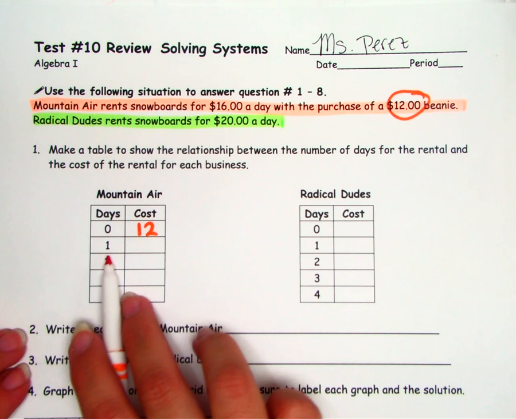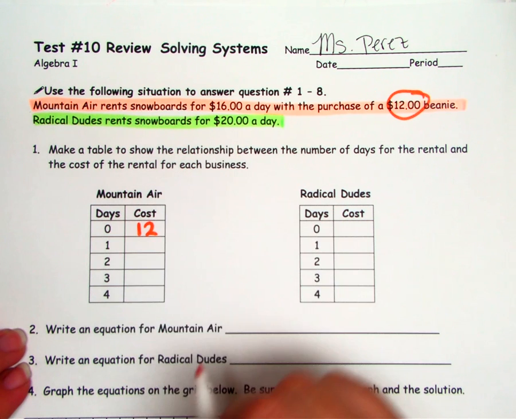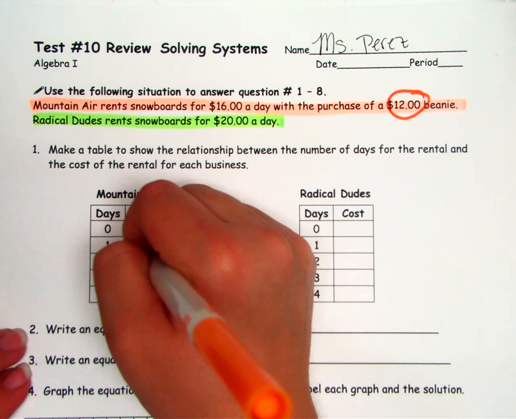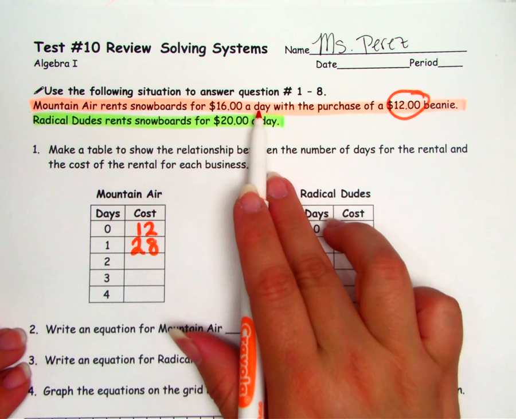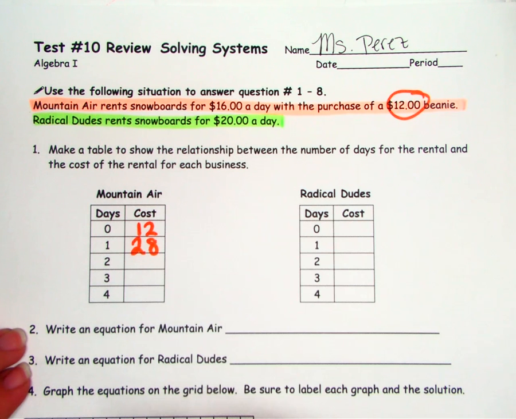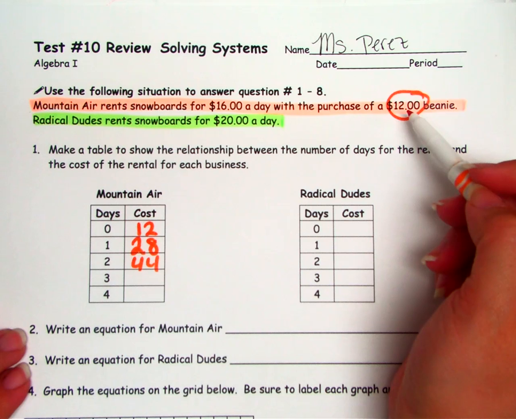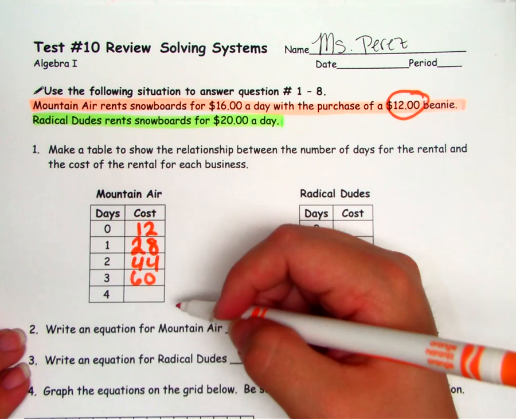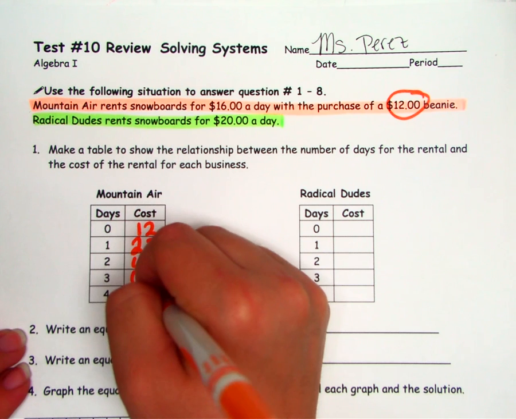Now for one day, you're going to have the $12 and then you're going to add 16 to that because it's for one day. So 16 plus 12, you will get 28. And for 2 days, 16 times 2 plus the $12, that's going to be 44. For 3 days, 16 times 3 plus 12 will give us the $60 that we'd have to pay. And the last one, for 4, 16 times 4 plus 12, that is 76.